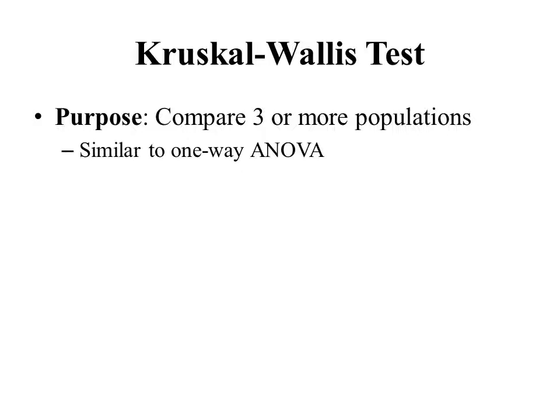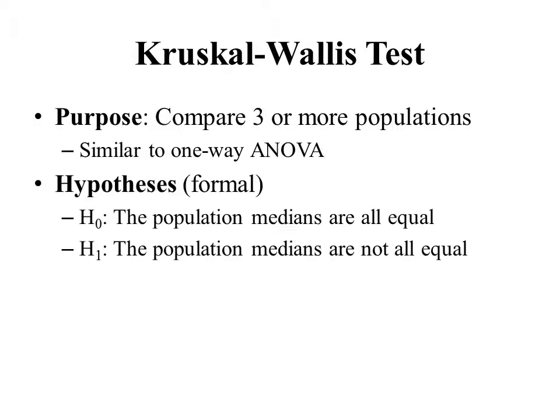Now our last type of non-parametric test is called the Kruskal-Wallis test. Again, this is named after the statisticians who devised this test. And the purpose of this test is to compare 3 or more populations. And specifically, we're going to compare 3 or more population medians. So it's similar to one-way ANOVA that we talked about in Chapter 7. In ANOVA, we compared 3 or more population means. So this is going to be a non-parametric version of this one-way ANOVA.